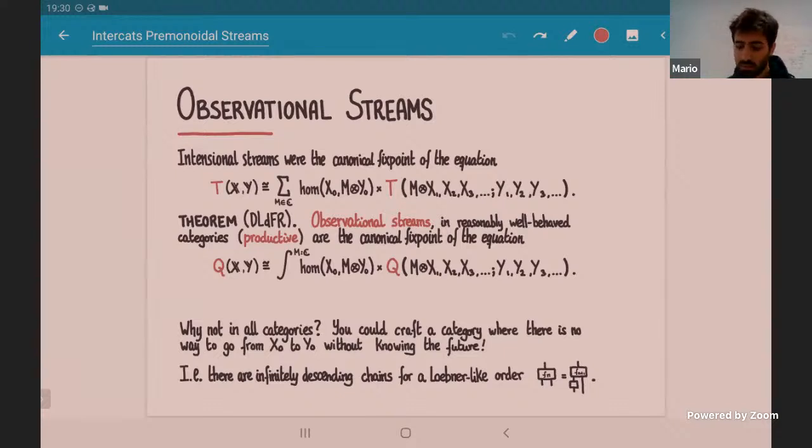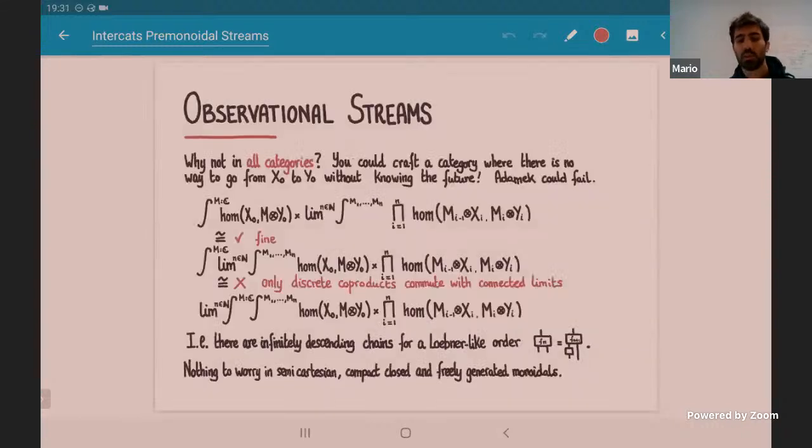So, okay, but why doesn't it work in all categories? We only ask in the paper that the categories have a condition that we call being productive. But it's just a technical condition to say that there are no complicated things. So why this fails in a general monoidal category is written and detailed in the paper. I think it's not very interesting. The idea is that limits don't commute with coends as they do with colimits.